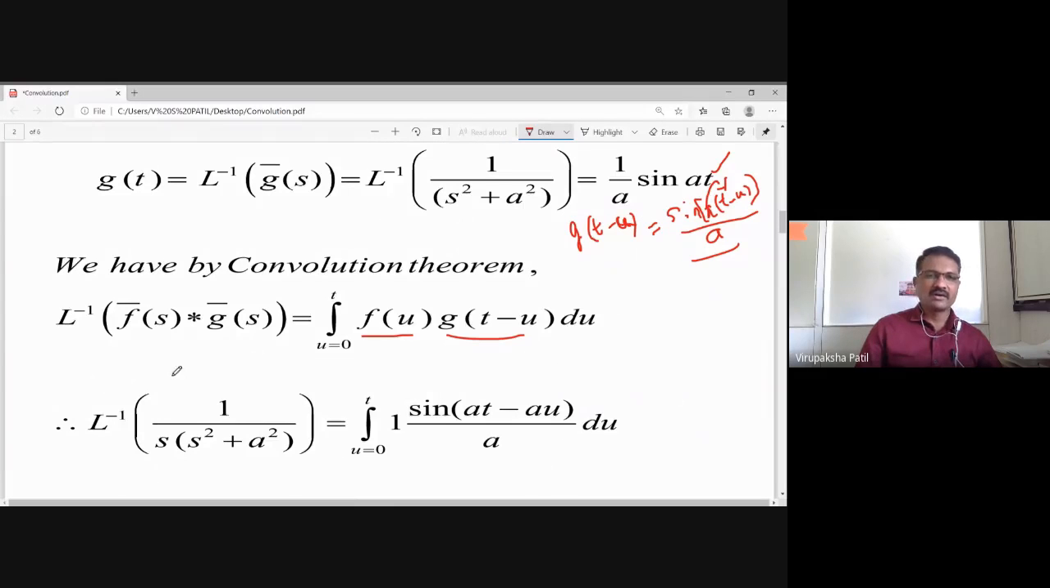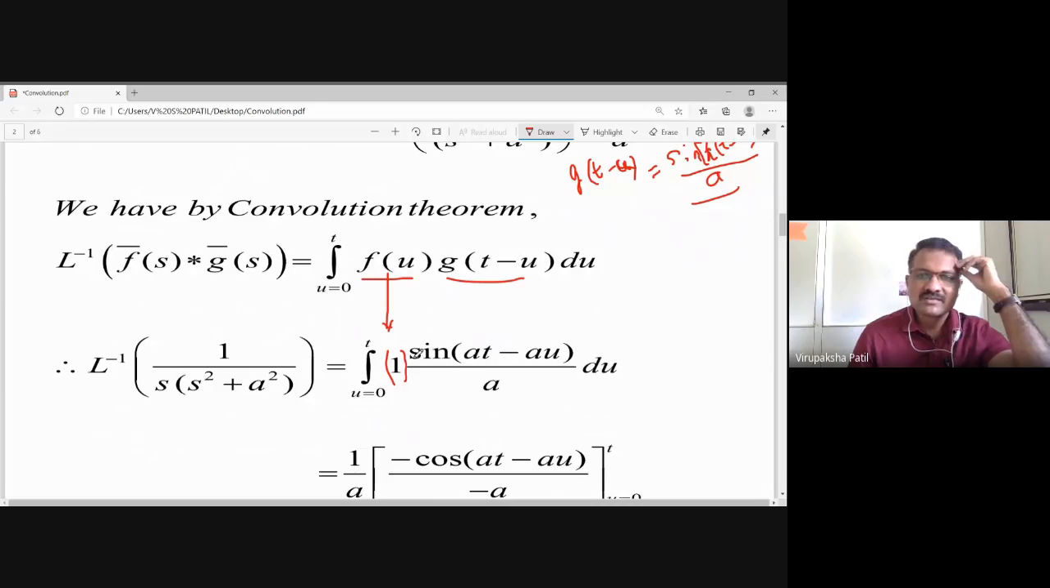So therefore L inverse of f bar s into g bar s is L inverse of 1 divided by s into bracket s square plus a square, which is equal to integration u is equal to 0 to t. First I'll write it. If you ignore this one also okay, but for understanding purpose I have written here f of u value is 1, which you will write here. G of t minus u becomes sine a(t minus u) divided by a. This is with respect to u.